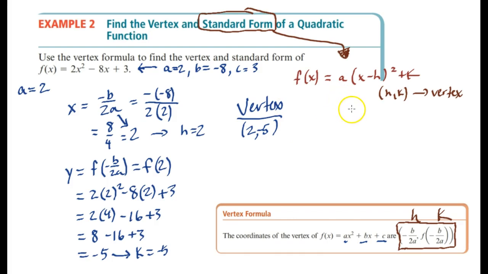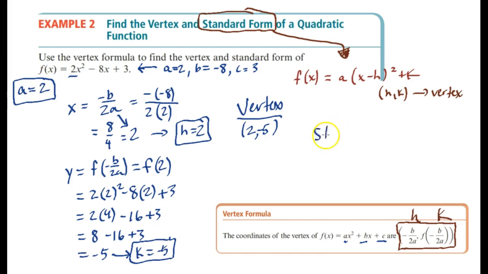And you'll notice if you use Desmos and graph this function right here, and hover over the vertex located at the lowest or highest point of our graph, in this case it would be the lowest point, you'll see that (2, -5) will come up if you highlight the bottom point of our graph. Okay, so that's our vertex, and then we also now know our h, our k, and we know our a value. So we can go directly into our standard form.